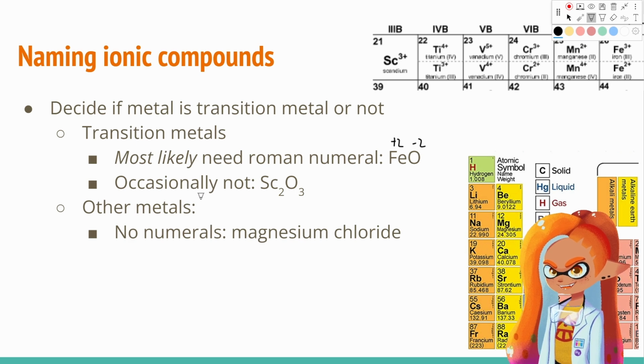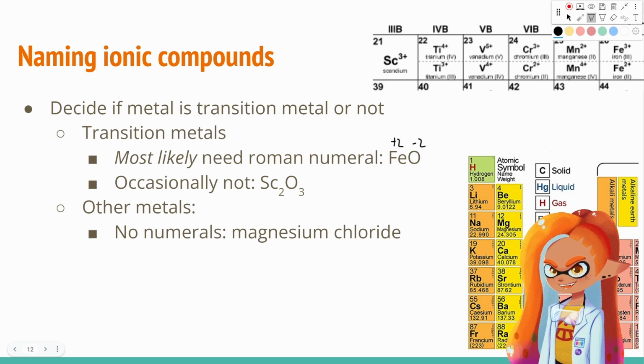Occasionally you don't write the Roman numeral, so Sc2O3, and so you can see scandium here does not have a Roman numeral because there's only one version, so you would just name that scandium oxide. The other metals that are not part of the transitions or post-transitions, there's absolutely no Roman numerals for that. So magnesium is number 12 right over here. That is not part of the transitions. It will always be a +2, and so it's just going to be magnesium chloride in the name.